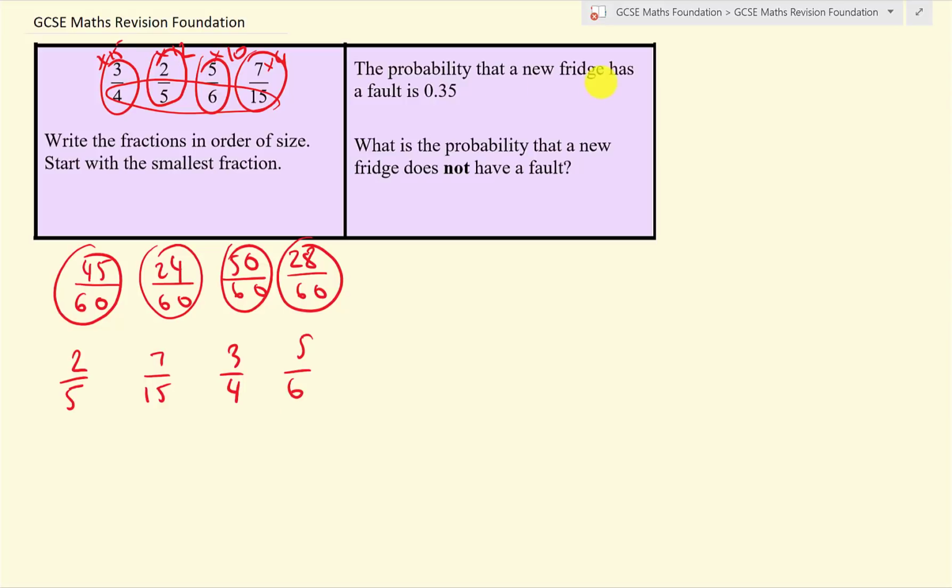The probability that a new fridge has a fault is 0.35. What is the probability that a new fridge does not have a fault? So we know the probability adds up to 1. So 1 minus 0.35. And 1 take away 0.35 is 0.65. Now, if it's a non-calculator question, then always try to make sure you get it right.